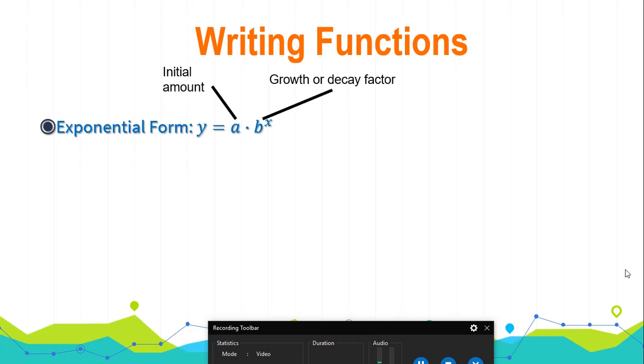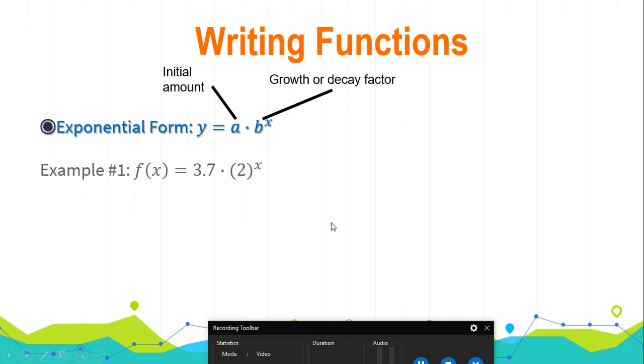So in the last few lessons, we've been examining exponential functions. Most exponential functions take this form. We have A, which represents our initial amount, and B, which is our growth or decay factor. And then we know that it's exponential because it's raised to the x power.